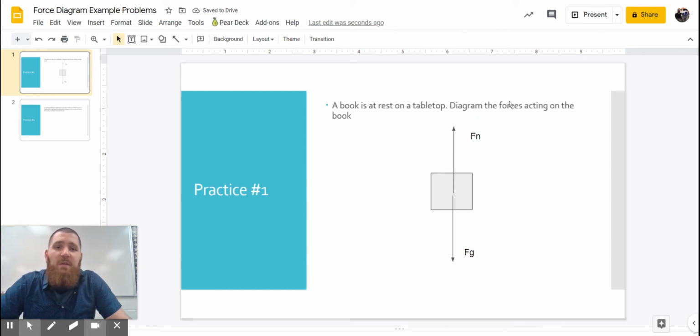Now, because this description doesn't give us any indication of any side-to-side forces, no pushes, no pulls, nothing like that, and it's not moving, so there's no friction or air resistance, this is a completed force diagram right here. We have our normal force acting upward on our book from the tabletop, and the force of gravity from the earth pulling downward on the book. We're going to elaborate on this a little bit more in the next problem.